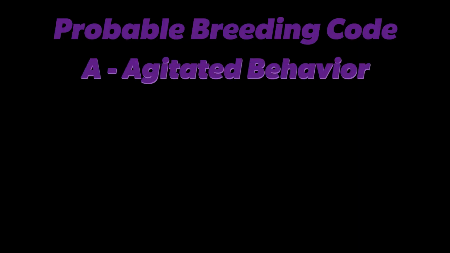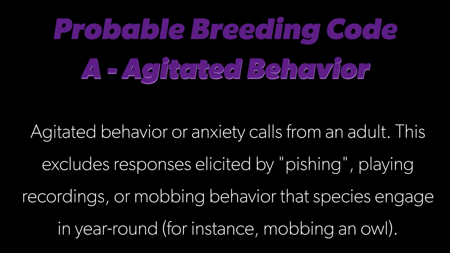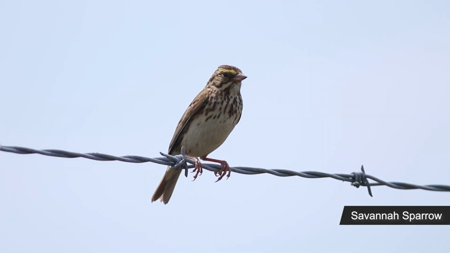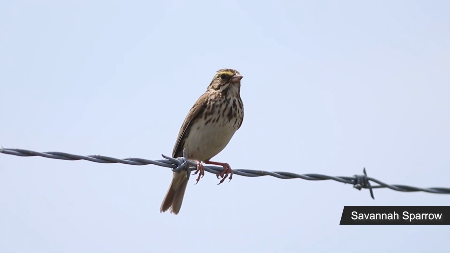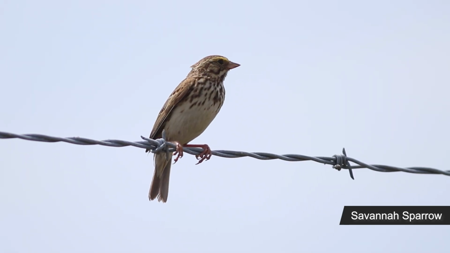Up next is a quick revisit of A for agitated behavior, defined as agitated behavior or anxiety calls from an adult. This excludes responses elicited by pishing, playing recordings, or mobbing behavior that species engage in year-round, for instance, mobbing an owl. Remember, this is an interspecific reaction, and something showing that the bird very likely has a nest nearby.